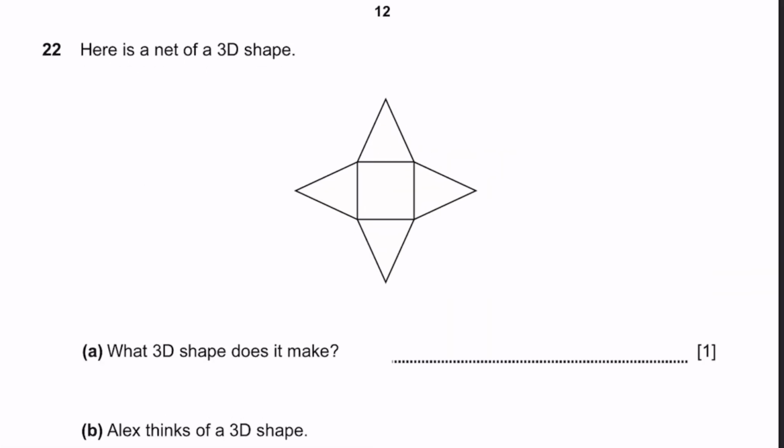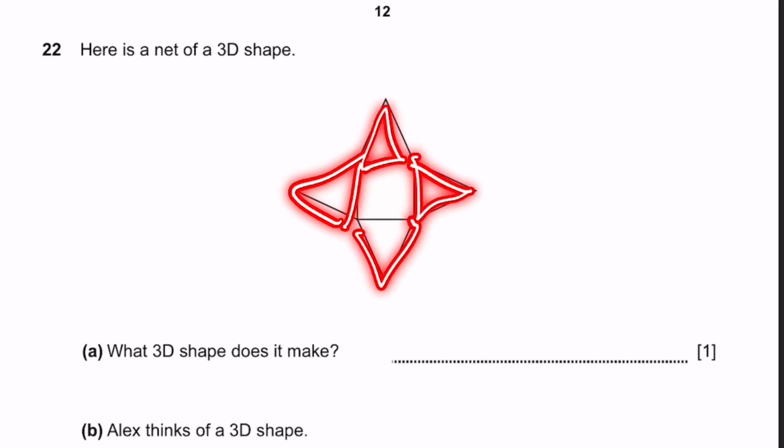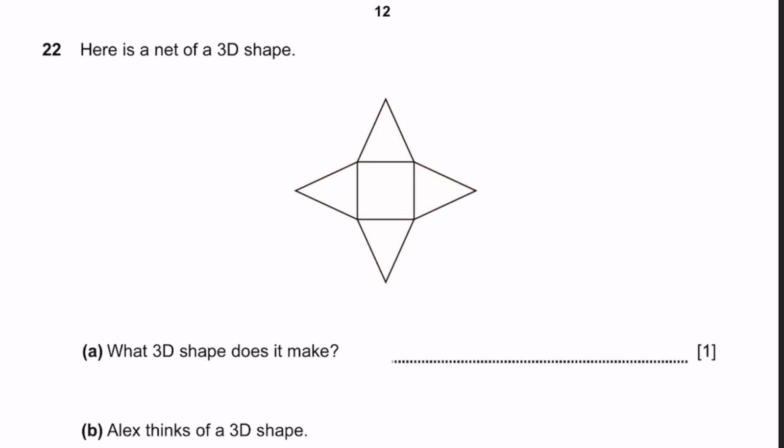Question 22. Here's the net of a 3D shape. A, what 3D shape does it make? We can see there's 4 triangles right around one square here. So this will make a square-based pyramid. Square base because the base is a square, and the pyramid because these 4 vertices will join up at the center here above the square.